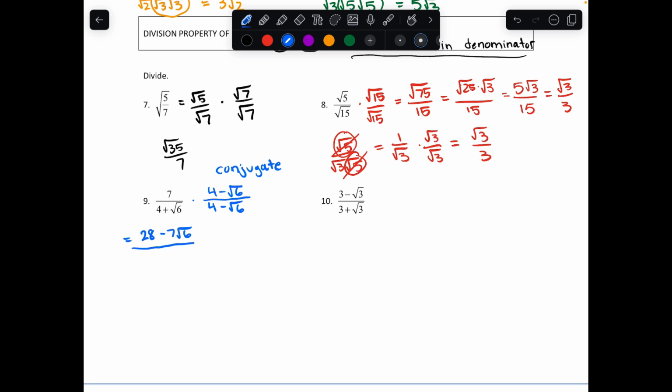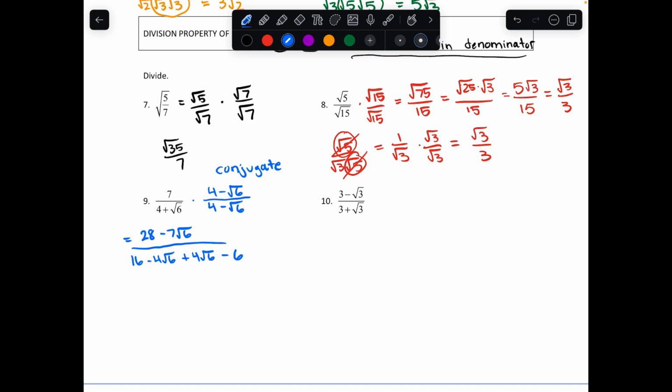But let's check out what happens on the denominator. When we multiply this out, we're going to have 4 times 4, which is 16, and then 4 times the negative square root 6, so minus 4 times the square root of 6. Now we have the square root of 6 times 4, so plus 4 times the square root of 6. And then we have square root 6 times negative square root 6. So this will be minus 6.